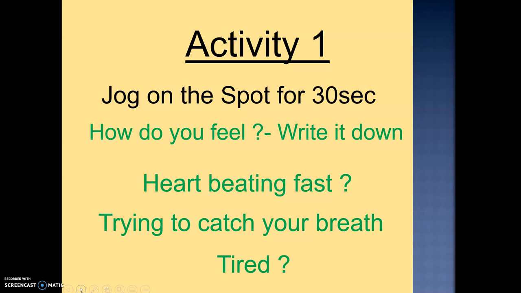Now, I'm sure some of you, your heart is probably racing really fast. Your heart is beating really fast, right? Sometimes you're probably trying to catch your breath right now. And you might be tired, and you might actually be sweating as well, or at least sweating a little bit. Now, there's a lot of explanation to why this is happening to you. Just follow me through this.